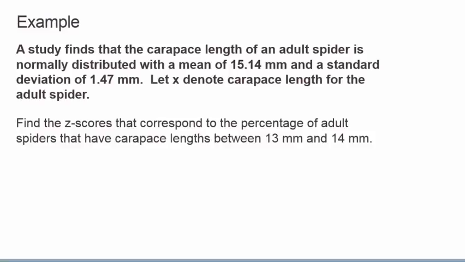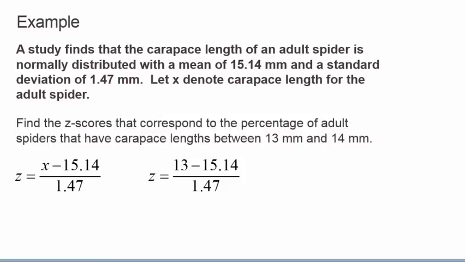Continuing with our example, find the z-scores that correspond to the percentage of adult spiders that have a carapace length between 13 millimeters and 14 millimeters. Using the standardized version of x, we first substitute 13. Z equals 13 minus 15.14 divided by 1.47.